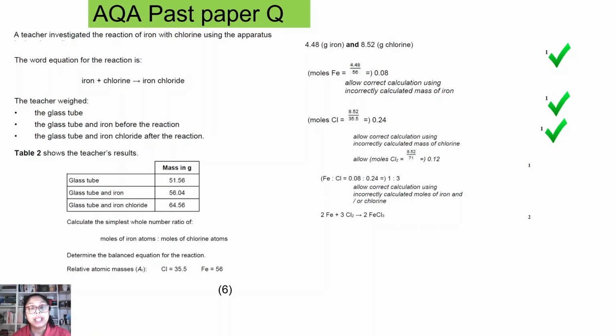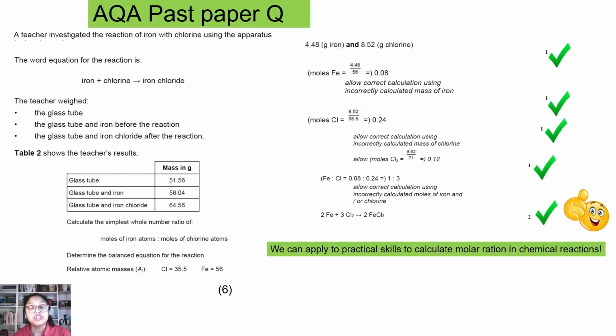So next step is to write the balanced equation. They have given you the word equation, iron reacting with chlorine, and you get FeCl3. You balance that equation. So with that, you get 2 marks. So for the molar ratio, you get 1 mark, and then the last 2 marks of the 6 marks are for writing the balanced equation. Okay, so we have done well on this question, isn't it? We can apply the practical skills to calculate molar ratio in the chemical reaction and ultimately write the balanced equation.